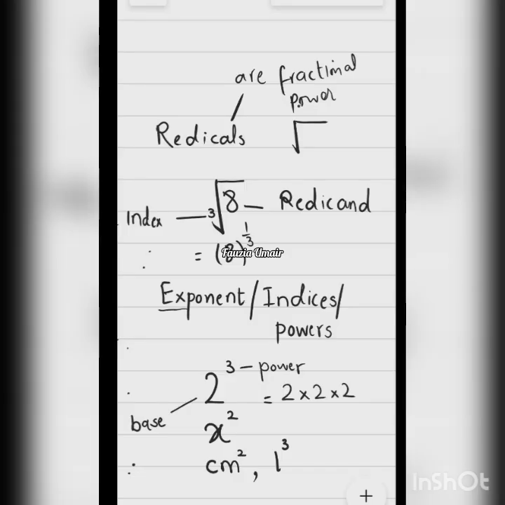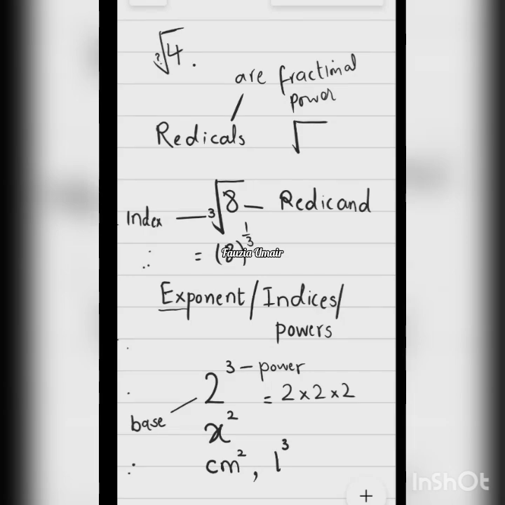You need to know another thing also, that mostly there is a number in the index. But what if there is no number in the index? Like what if it is written like this: radical, let's say, 4, and there is nothing written here. So what does that mean? What would be here? 1 by 2. That's right. So this you need to remember.